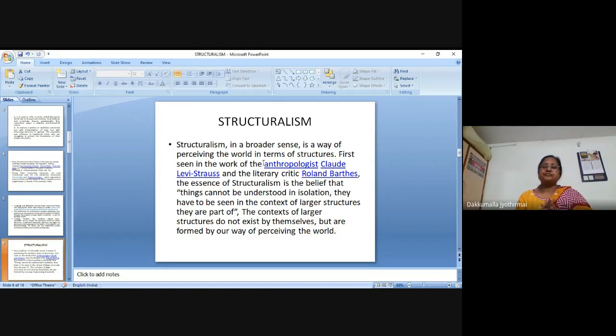To define relationships, the words of relationship, you need the structure of the family. That is the basic belief of structuralism: things have to be seen in the context of the larger structures they are part of. Families form communities, many communities form a society, and many societies form a mandal or a district or state or nation. We have to see and understand things in the larger context of the structures of which they are part.